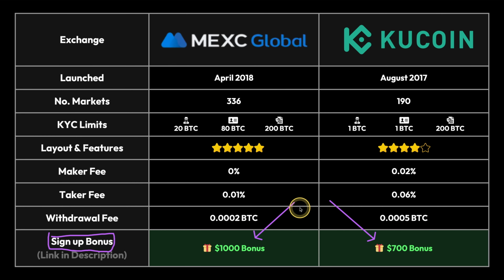If you're not yet sure which one you prefer, I recommend you just sign up on both of these, maybe play around with the demo trading feature and then decide which one you prefer.